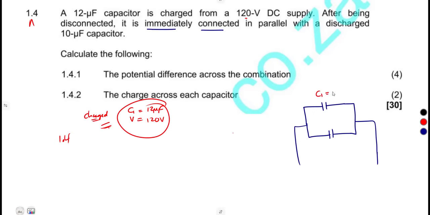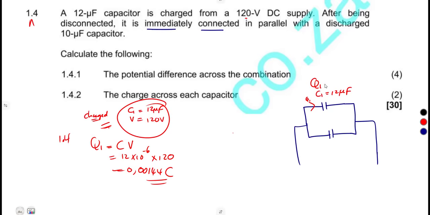So we have C1 of 12 microfarad being charged. What was its charge? The charge is capacitance times voltage. Capacitance 12 microfarad times voltage 120. That gives us the charge of that capacitor, 0.00144 coulombs. So we have the charge Q1, which is 0.00144 coulombs.